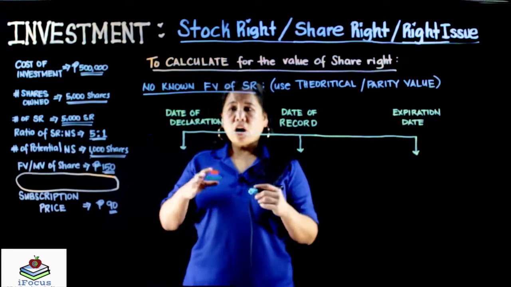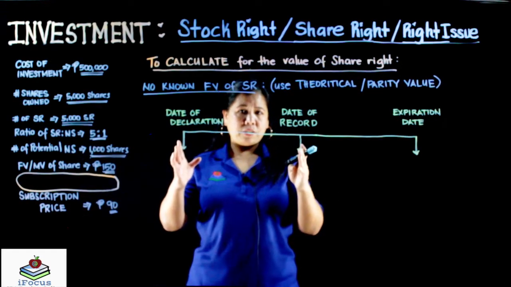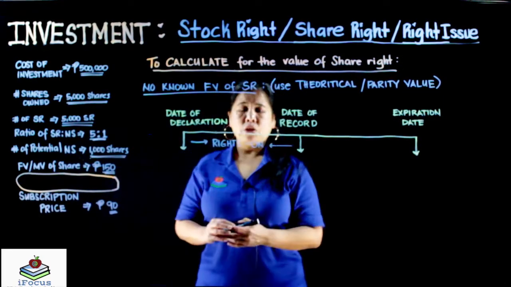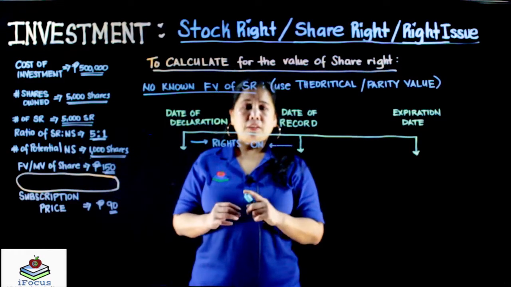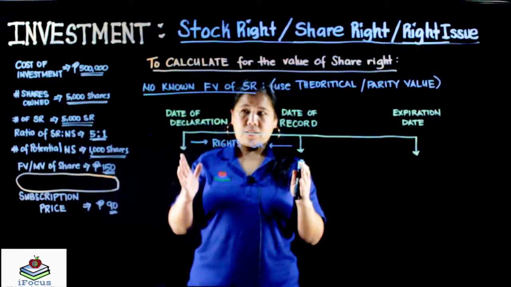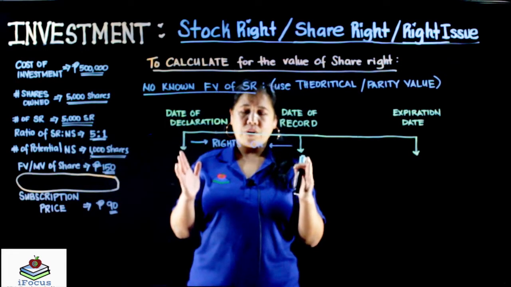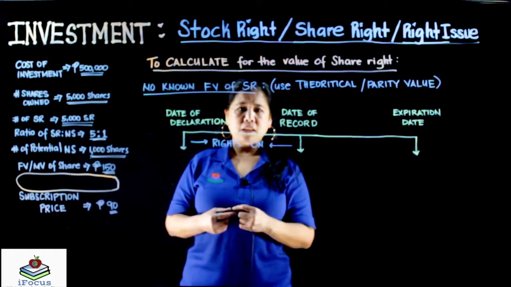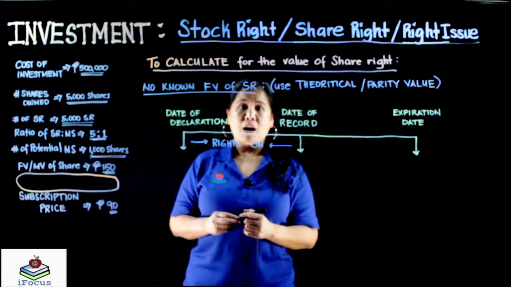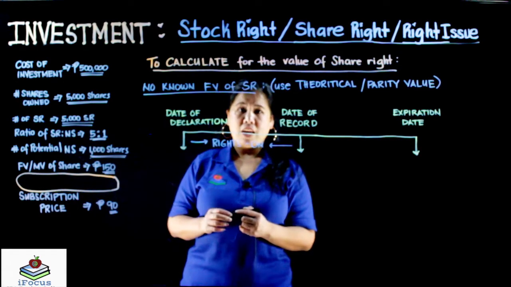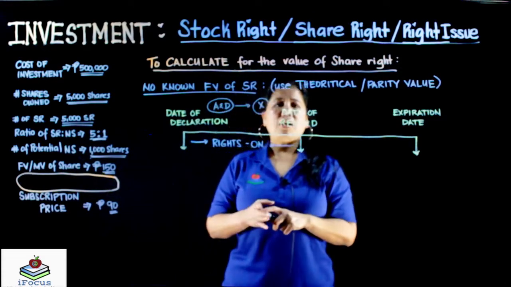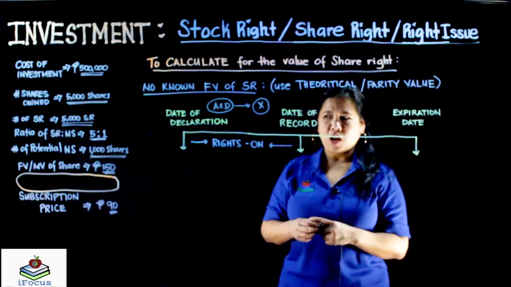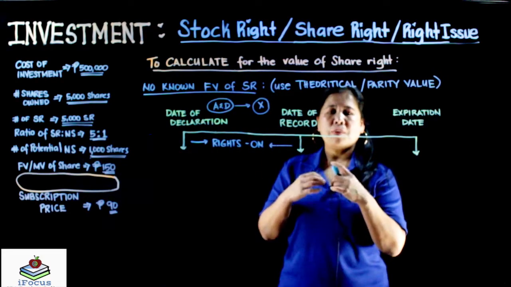In between this date of declarations and the date of records, this is what we call rights on. So, anong ibig sabihin nun? Yung mga existing stockholders, kung ibebenta nila ang kanilang shares in between these dates, in between the date of declarations at date of record, kapag ibinenta nila ang shares, kasama ang rights. Let's say, for example, A&D investor, ibinenta niya ngayon sa ibang company. Let's say, for example, ibinenta niya kay X company. So, si A&D Company, our existing stockholders, ibinenta niya kay X Company in between these dates, ibinenta niya kasama ang kanyang rights.